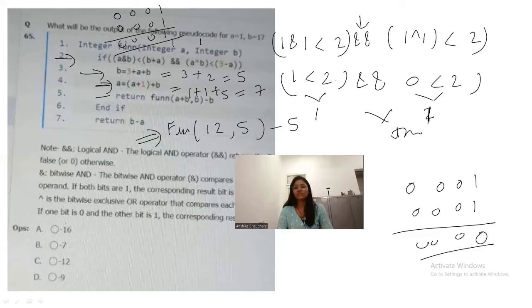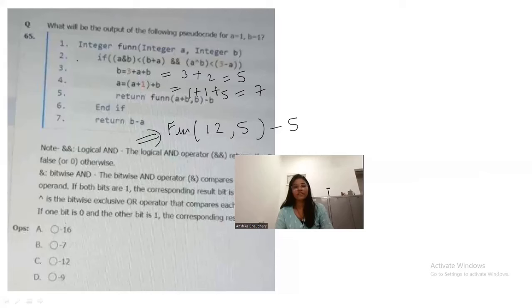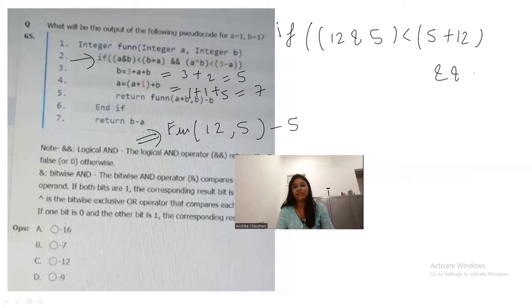So first of all, let me erase all the unnecessary stuff so that we can move further. So when we go into the function, again, what we need to do? We need to check for the condition. If A and B, so this time A value is 12 from here. So 12 and B, B is 5 only, right? And is less than B plus A. That means 5 plus A, which is 12 as of now. And A XOR B. So A value is 12 XOR B, B value is 5, is less than 3 minus A. A value is 12. Alright.